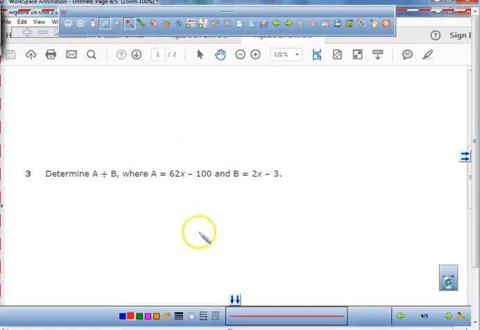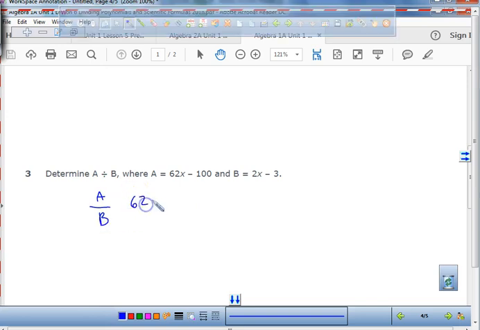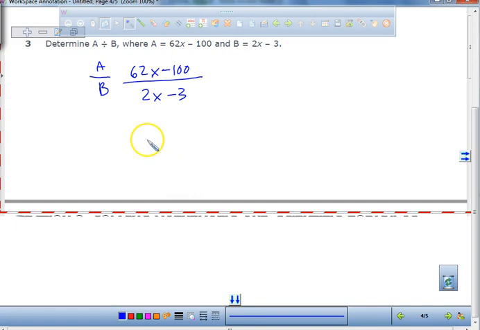Everybody, here's what I want you to do right now. I want you to try this one on your own. We're going to set it up. If it says, what is A divided by B, you're going to take 62x minus 100 and divide it by 2x minus 3. So you're going to take 2x minus 3 and divide it into 62x minus 100. Good luck.